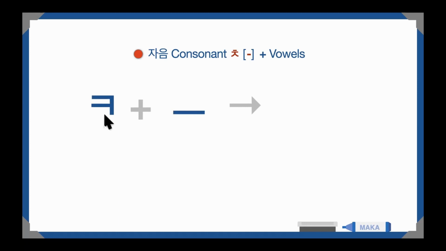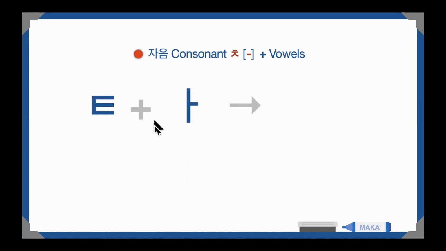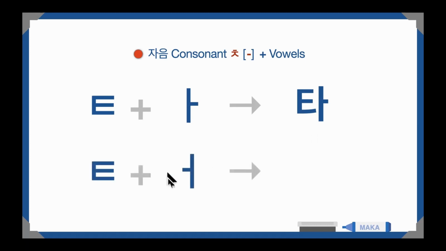And this consonant is k, right? K meets u. And this is ku. And this k meets e. So now this is ki. Okay. This consonant is t. So t meets a. What is this? Can you read? This is ta. Okay, next one. T meets o. So now this is, please read it. What is this? To.